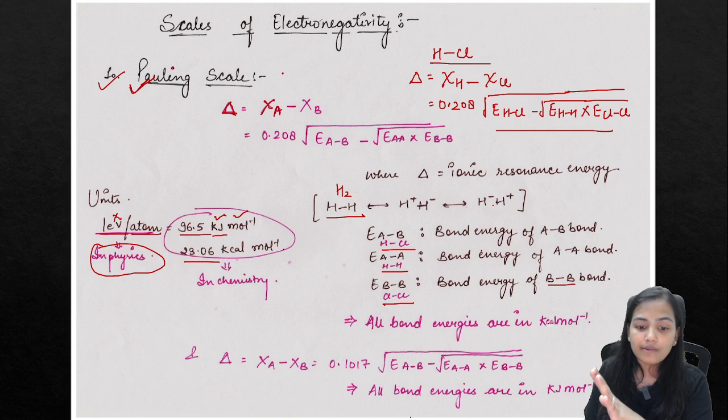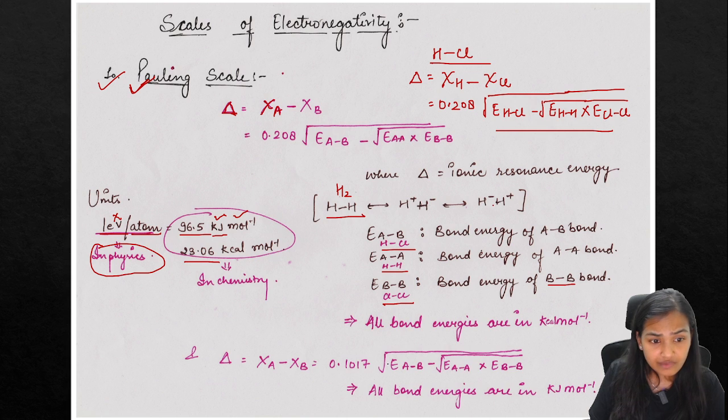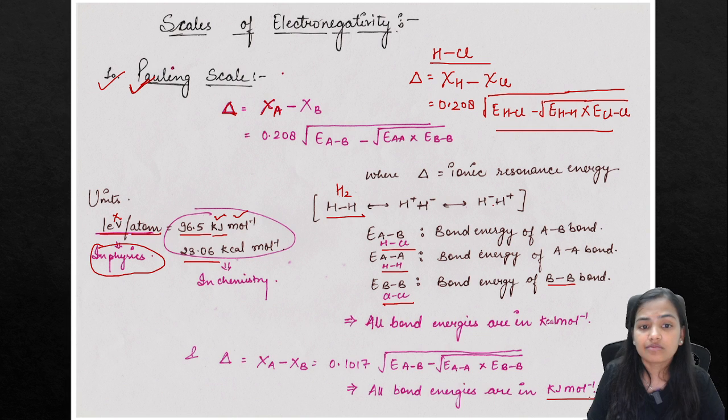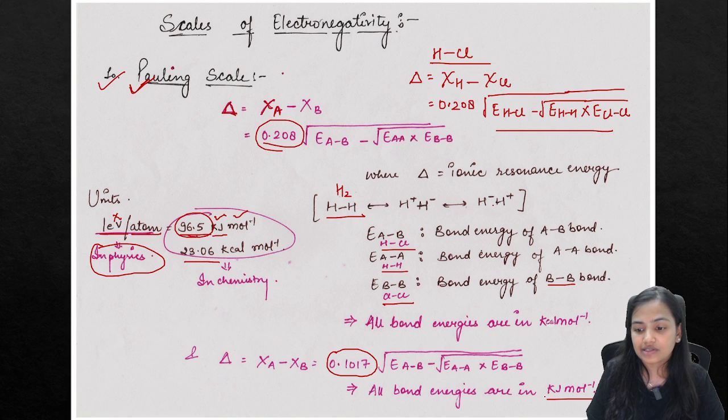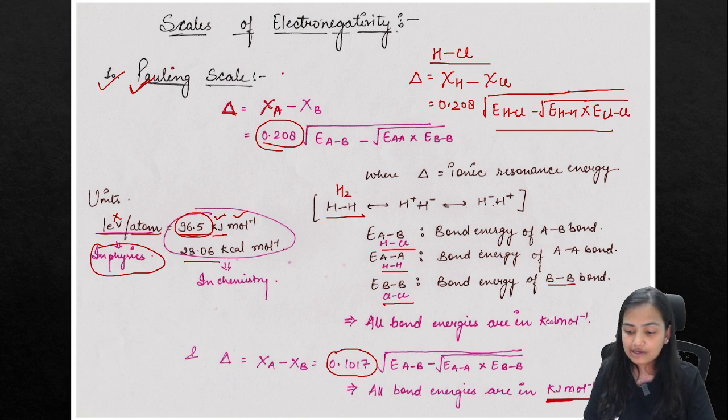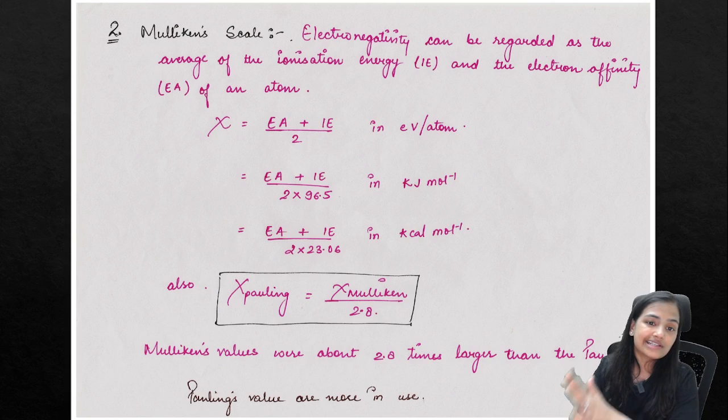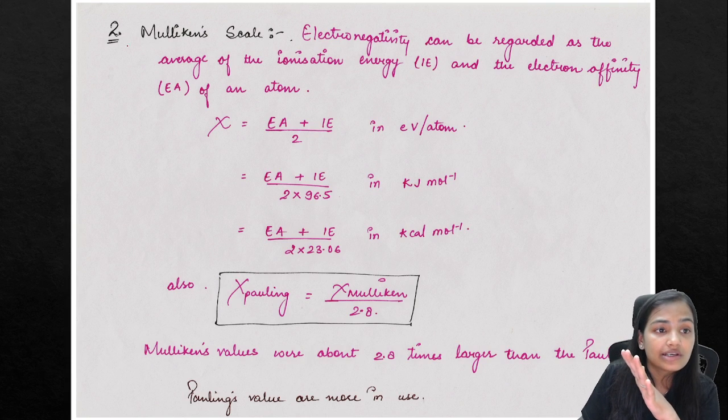Okay, so here we can say that the electronegativity values could be determined in terms of kilojoule per mole. If you multiply this 0.208 by this 96.5, you will get this 0.1017, and therefore this value will be converted into kilojoule per mole. Got it? So now we have another scale as well, which is known as the Mulliken scale.